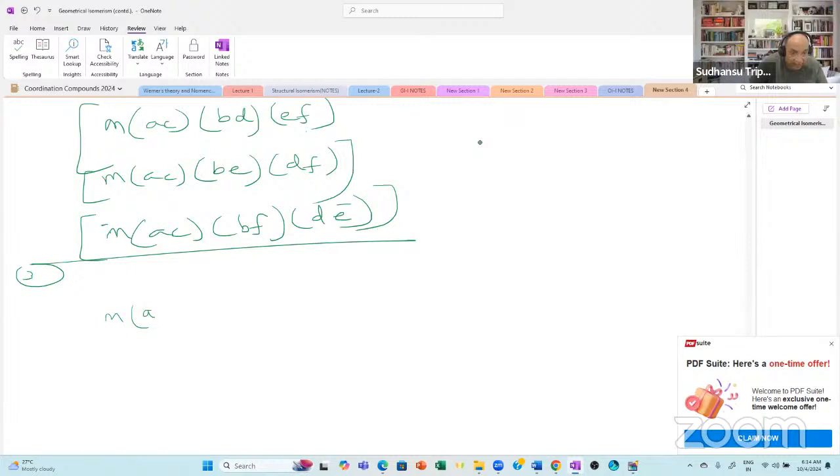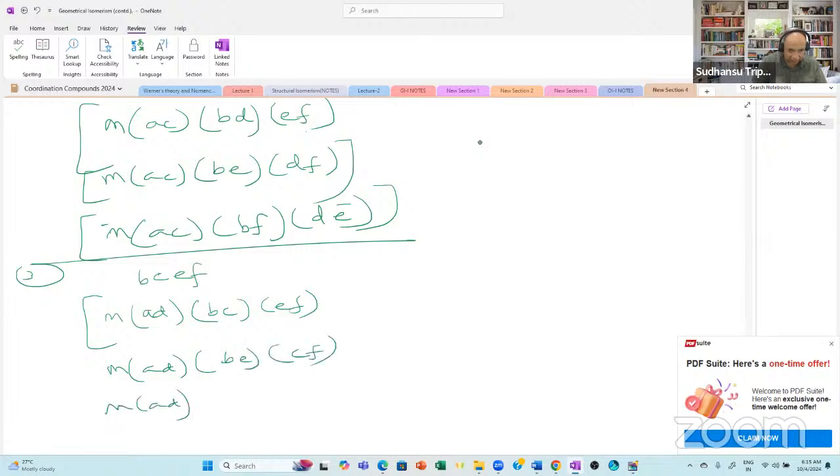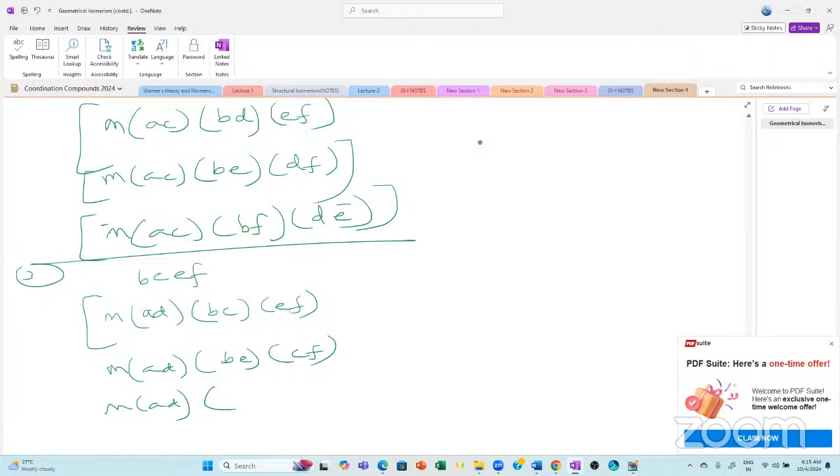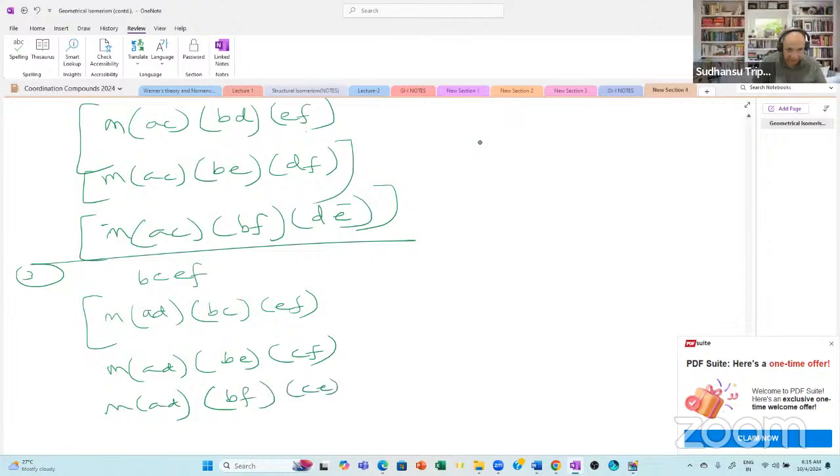Keeping A fixed, AB, AC, AD fixed. Then among the 4, we are left with B, C, E, F. So make grouping: BC opposite, EF opposite. Keeping AD constant, we can have BE opposite, CF opposite. Keeping AD constant, we can also have BF opposite and CE opposite. So in this also we get 3.